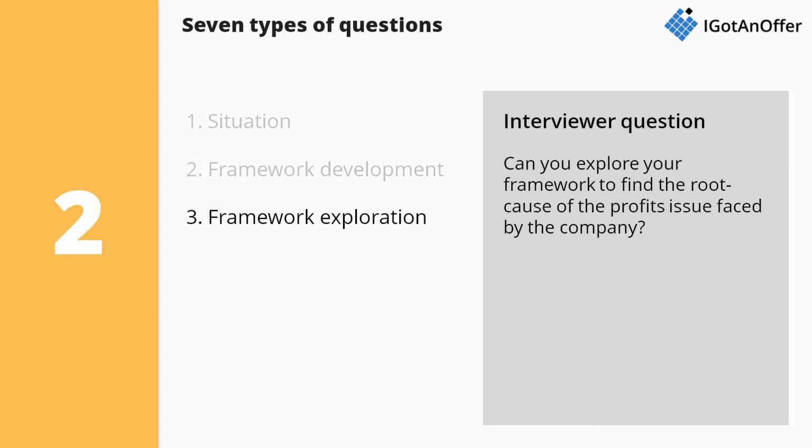For instance, you might start by saying, my initial hypothesis is that the profits issue faced by the company is driven by revenues. You would then investigate the revenue side of your framework to identify if that is indeed where the root cause of the issue is. If revenues have been stable and are not the cause of the issue, you would then update your hypothesis and move on to the cost side.